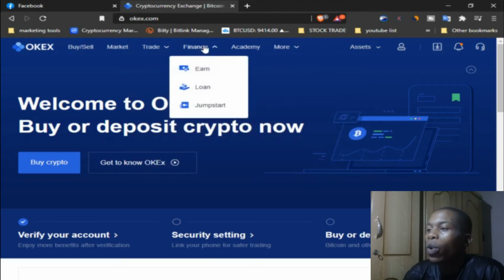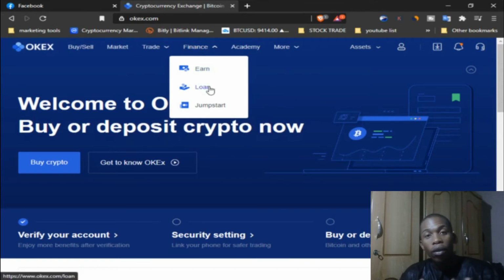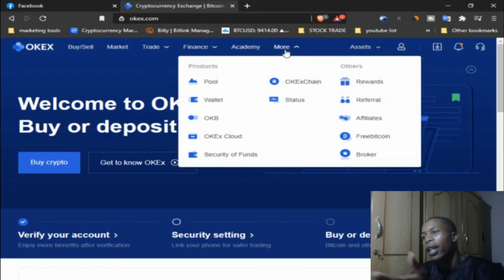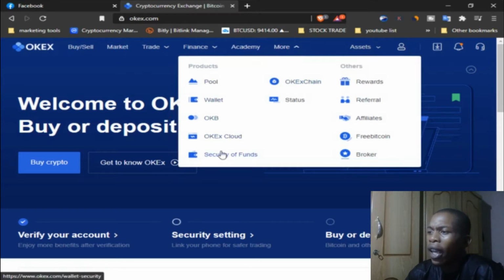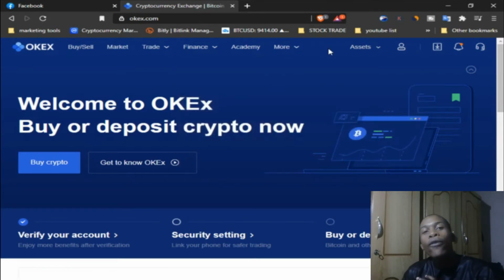Over here we have finance, where we have how to earn more cryptocurrency. Loan: you can actually get a loan if you own some bitcoins or some other cryptocurrency on this platform. You can also get a loan in regards to how much cryptocurrency you have in your account. Jumpstart, we're still going to look at all these things, and all those pool wallets, the OKEx cloud. We're still going to go into details on each and every one of them in the upcoming videos. And then over here you have your assets.